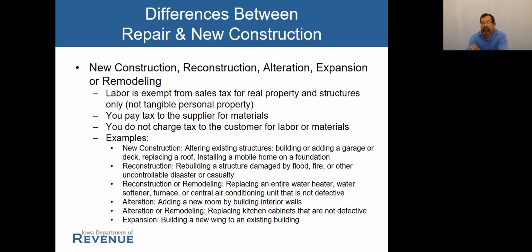New construction, reconstruction, alteration, expansion, or remodeling. I usually refer to that as new construction under that umbrella. Labor is exempt from sales tax for real property and structures only, not on tangible personal property. A contractor would pay tax to their supplier for all their materials. They would not charge tax to the customer for the labor or materials.